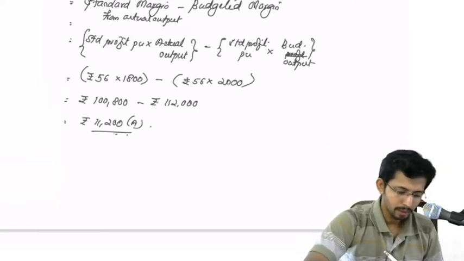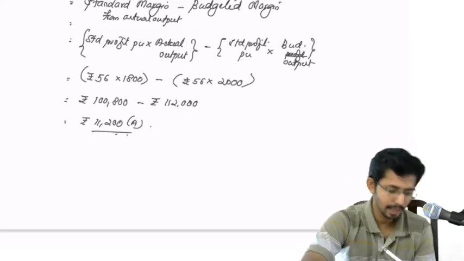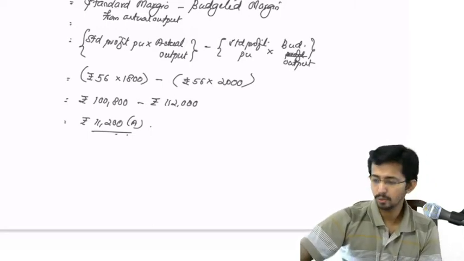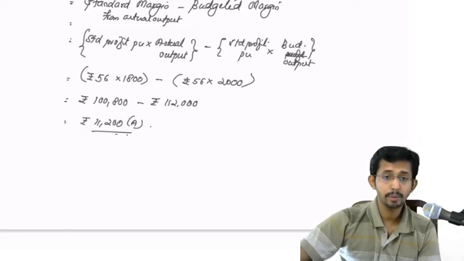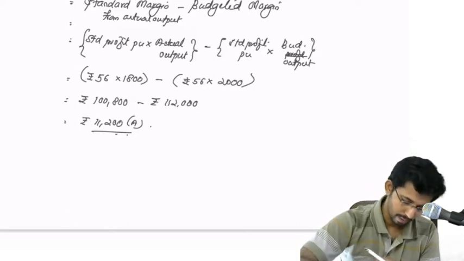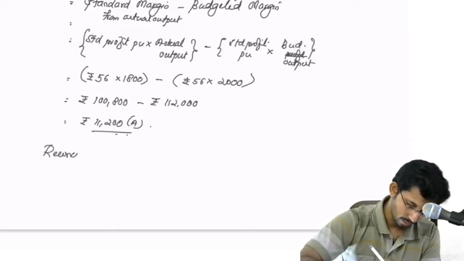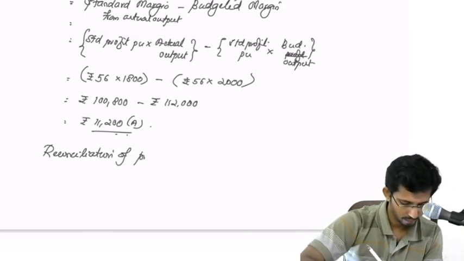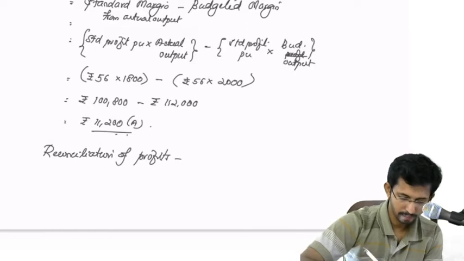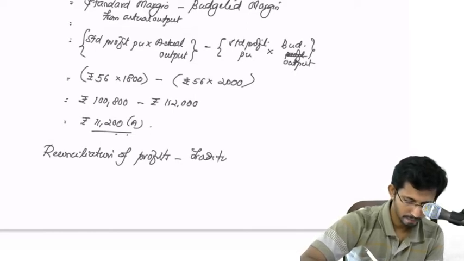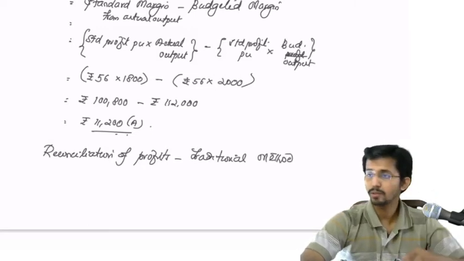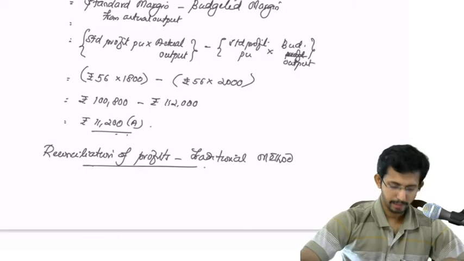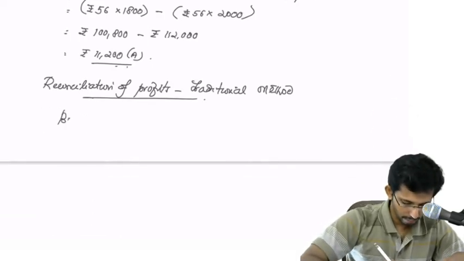Okay, now for the purpose of traditional variances, everything is over. Now what you can do with the given information is compute a reconciliation of profits. Which method? Traditional method of variance computation. You have to start with what? Budgeted profit.